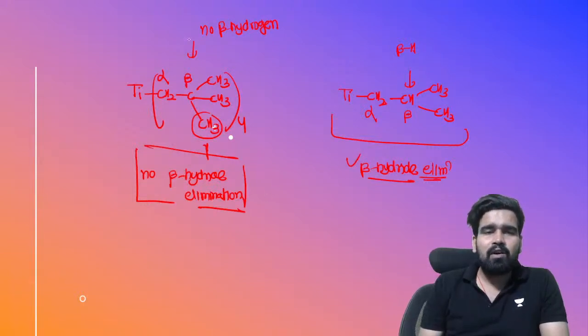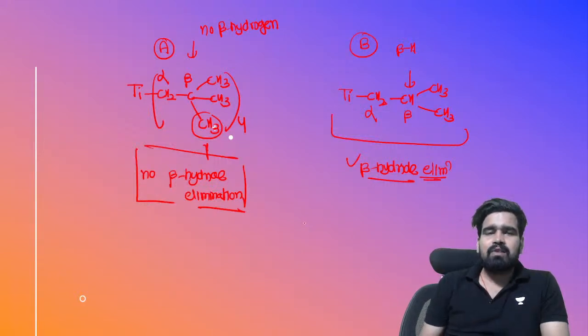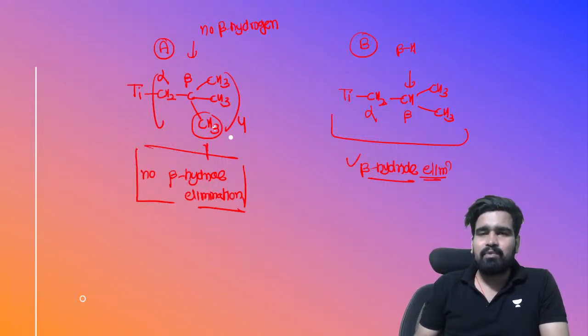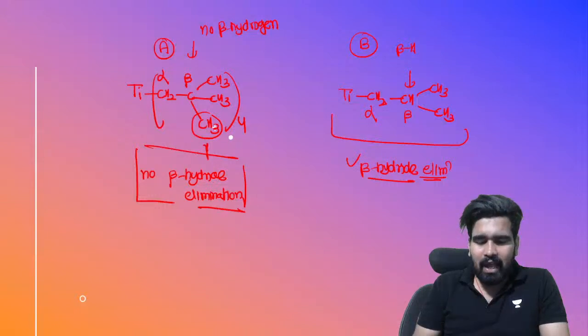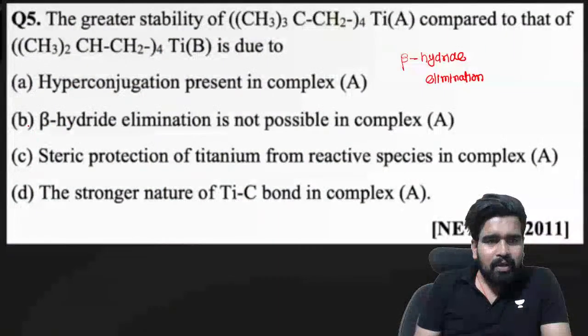So we can say that complex A is more stable because it doesn't undergo beta hydride elimination, and complex B is less stable. So stability can be checked on the basis of the elimination process. The complexes which can give beta hydride elimination very easily are unstable in nature. So B is comparatively unstable as compared to complex A. Got it? Okay. Let's move to the next question. So B is going to be the right option.